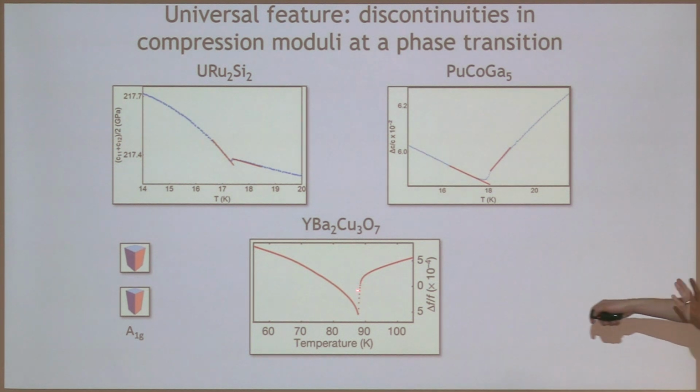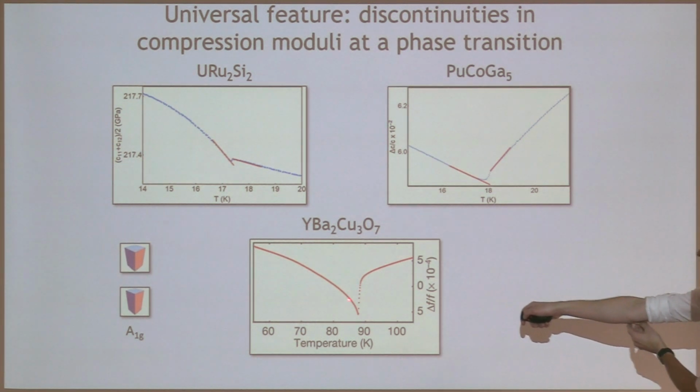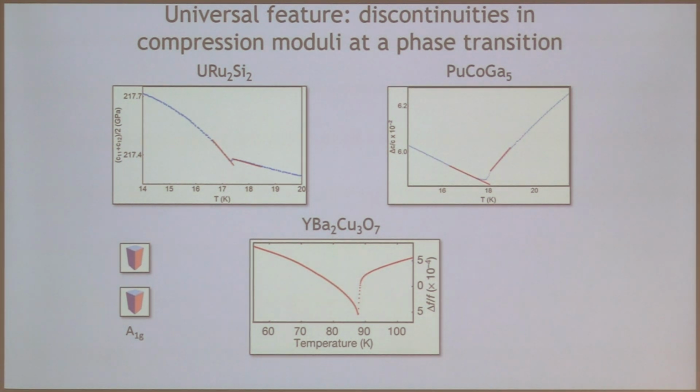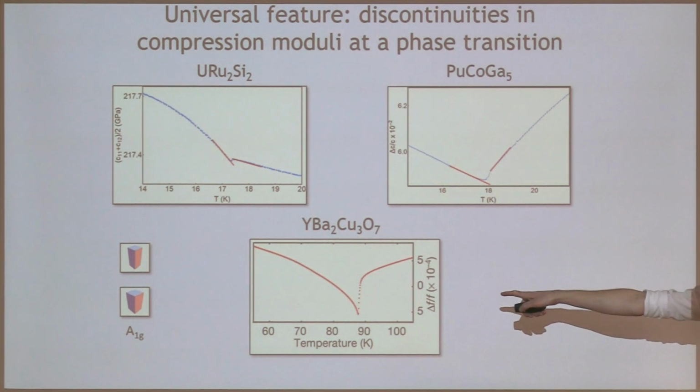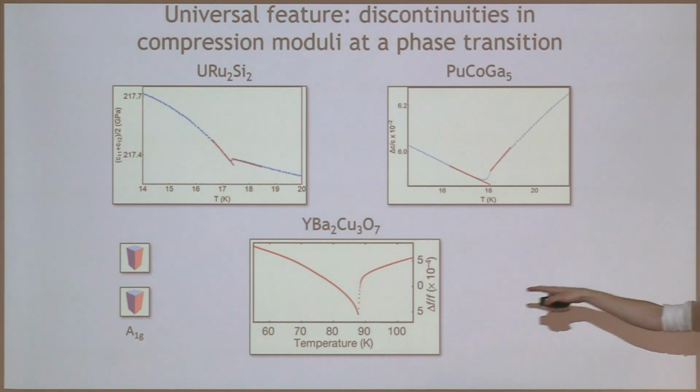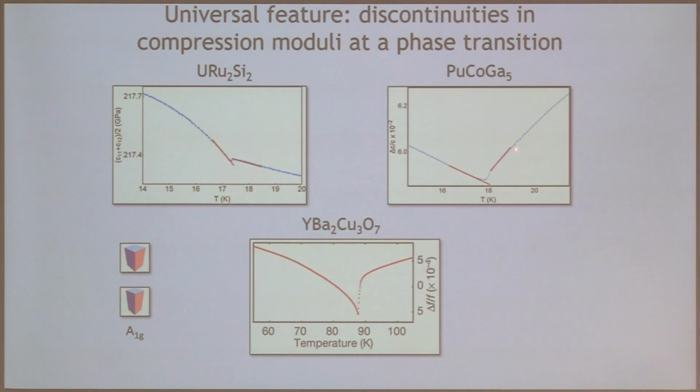If it's a second order phase transition, this is the same reason you get a jump in the specific heat. Actually, if you flip this upside down and multiply it by dTc/dP, the pressure derivative of Tc, you will get quantitatively the jump in the heat capacity. That's the Ehrenfest relations. So for all superconductors, if it's a second order phase transition, you get a drop in the compressional elastic constants at the phase transition.